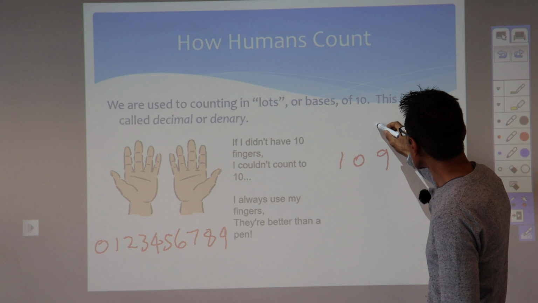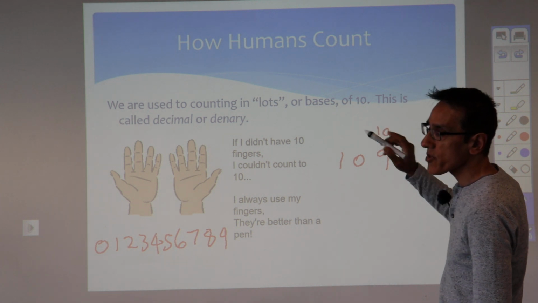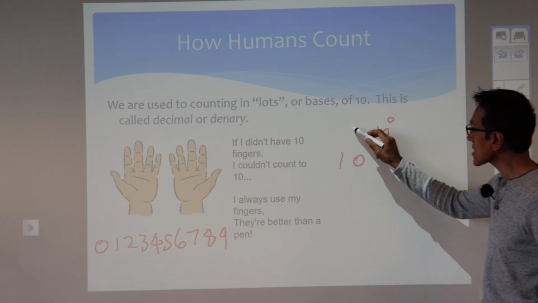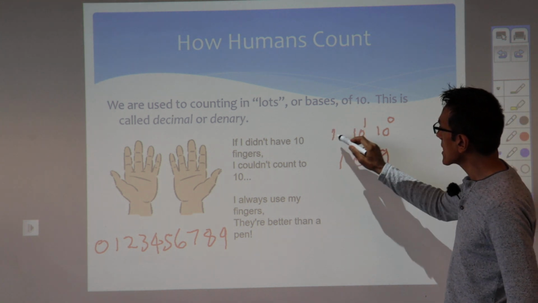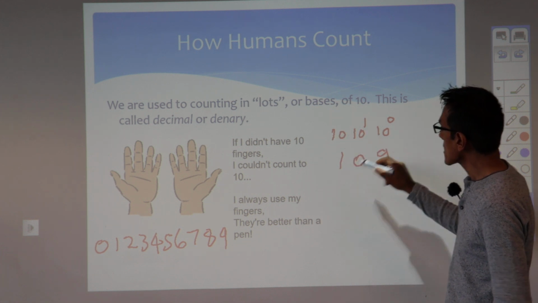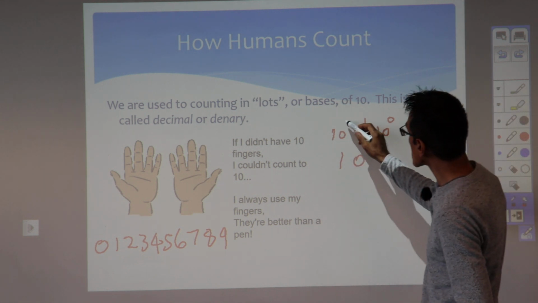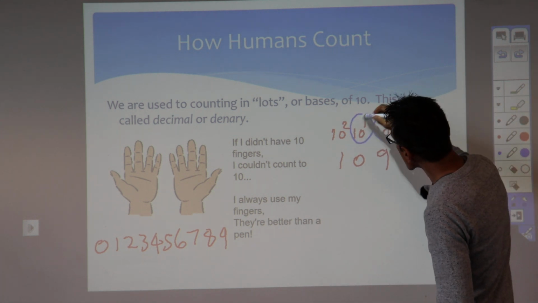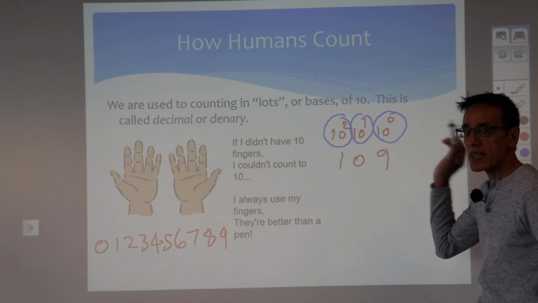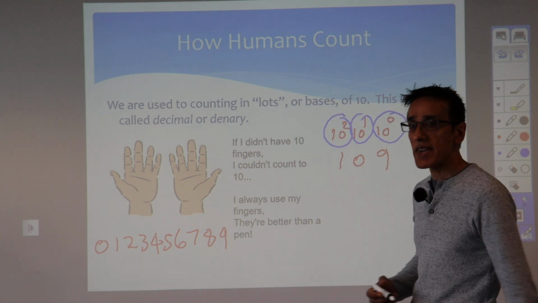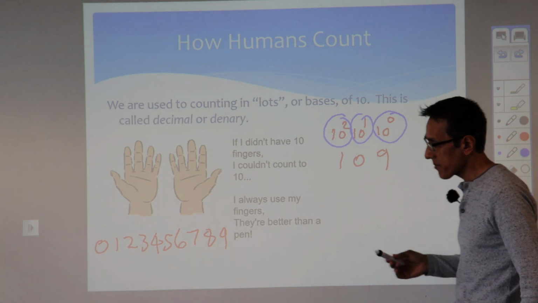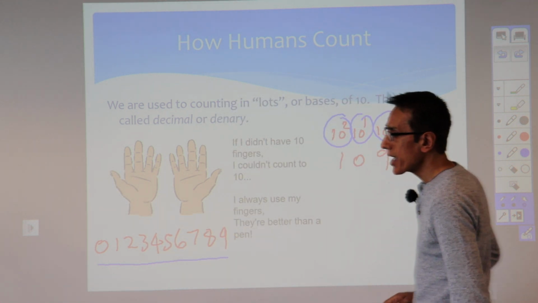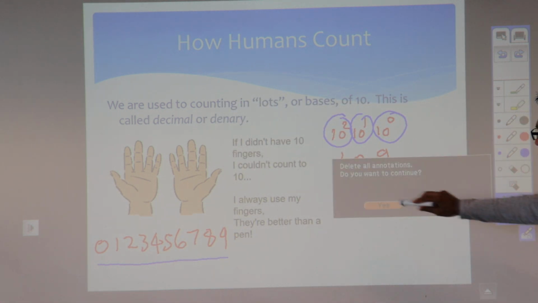The first column is represented by the units, which are the ones. So those are 10 to the power of 0. The next column is 10 to the power of 1. And the last column here in this 3-column number is 10 to the power of 2. So you can continue this pattern to represent very, very large numbers in base 10. The symbols we have at our disposal are 0 to 9. This is base 10.